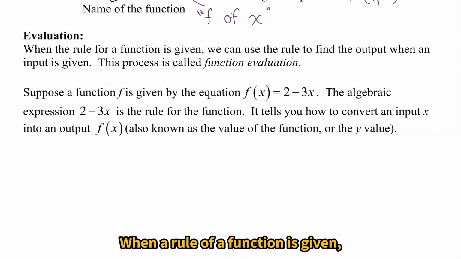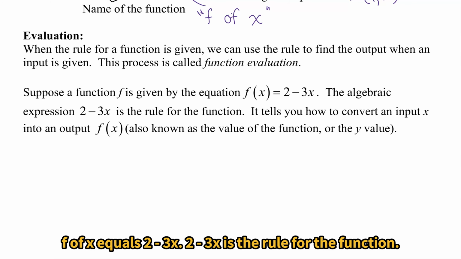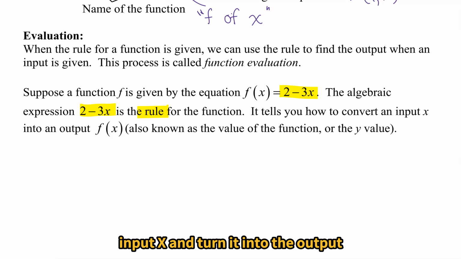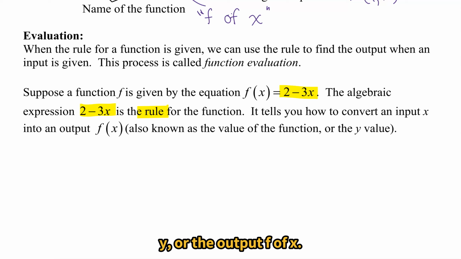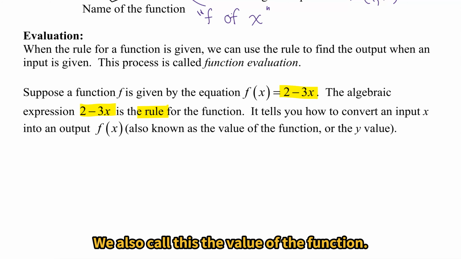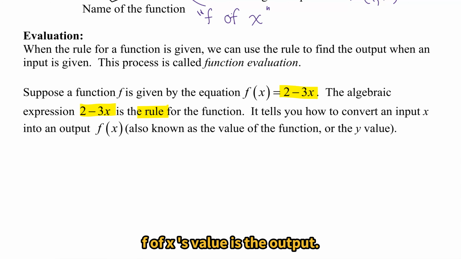When a rule of a function is given, we can use that rule to find the output when we have an input. This is called function evaluation. It's pretty much what I did up there with the 1. Suppose a function f is given by the equation f of x equals 2 minus 3x. 2 minus 3x is the rule for the function. It tells me how to take the input x and turn it into the output y, or the output f of x. We also call this the value of the function. F of x's value is the output.